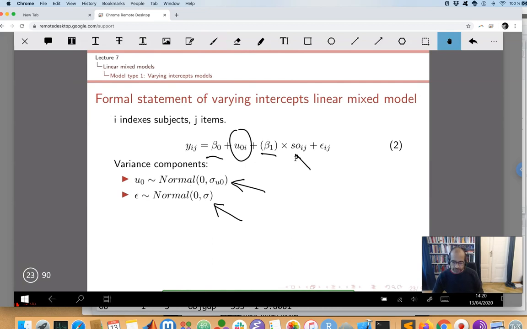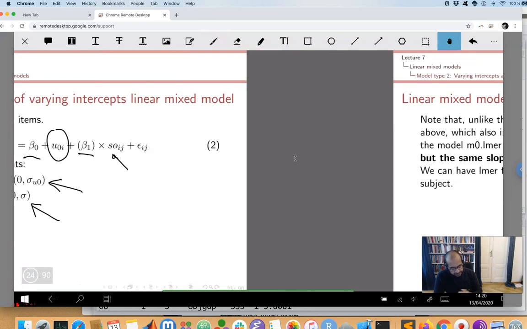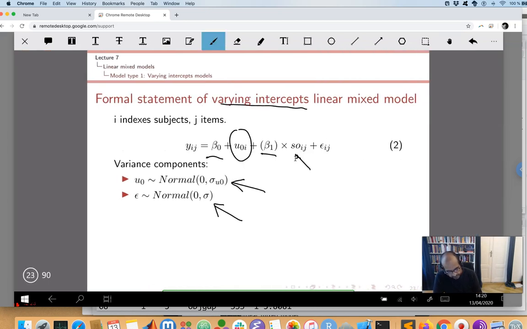So the model's job is to estimate parameters as usual. Which parameters will the model have to estimate? It will have to estimate beta 0, beta 1, the sigma parameter, and the sigma u0 parameter. So there are 4 parameters that have to be estimated now, okay? By the way, this model is called a varying intercepts model because the intercept is assumed to be varying by subjects, okay?